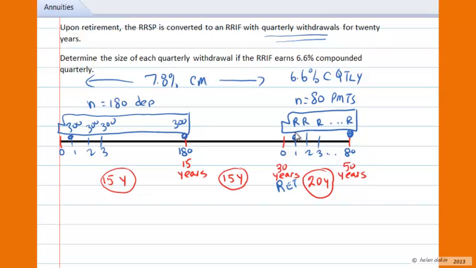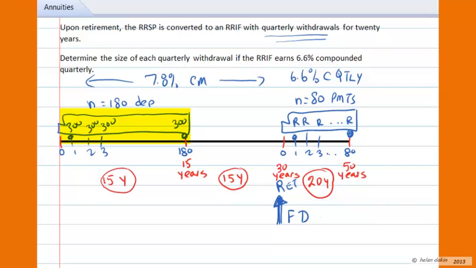We need to determine the size of the quarterly withdrawal for the last 20-year period, but in order to do that, we need to know how much is in the account to draw from. So perhaps what we should do is figure out the value of all of the deposits at the time of retirement. That leads us to determining that our focal date should be right here at the 30-year time period. I'm going to mark that as FD, for focal date.